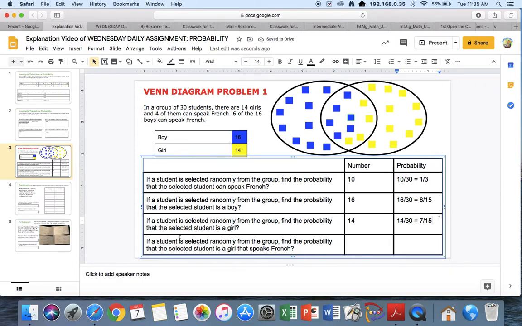All right, the last question. If a student is selected at random from the group, find the probability that the selected student is a girl that speaks French. So now we just want the girls that speak French. Well, in this case, there's only 4 of them. So I'm going to put 4 here. 4 divided by 30, because it's still out of the total group. And that will give us 2 out of 15. All right, so we've reduced our fractions and we found our probabilities.